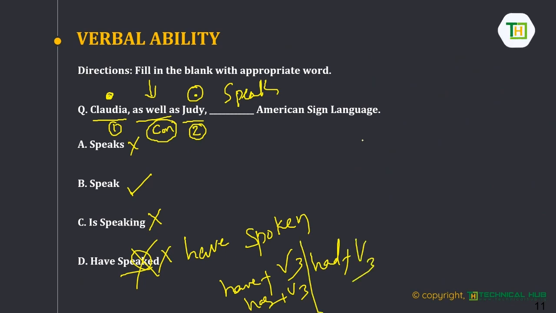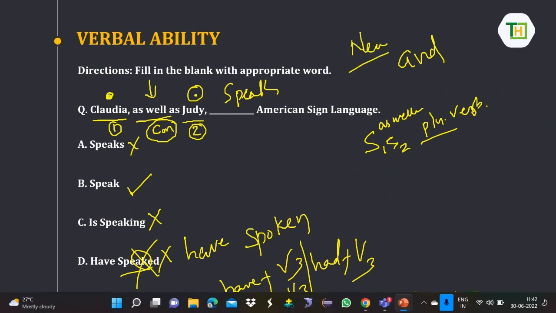So the rule is: subject 1, subject 2, joined with as well as, the verb should always be the plural verb. So remember this rule. And there are many other rules, like if it is joined by and, you get some rule, and if you get neither nor, all these things would be there, and that will follow a different rule.